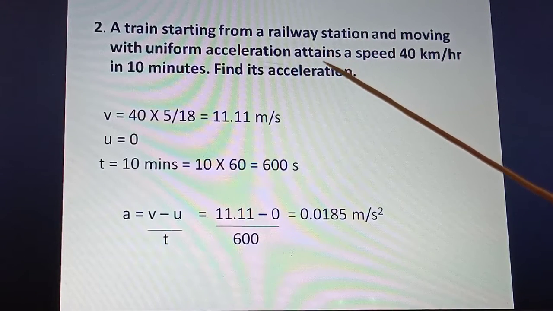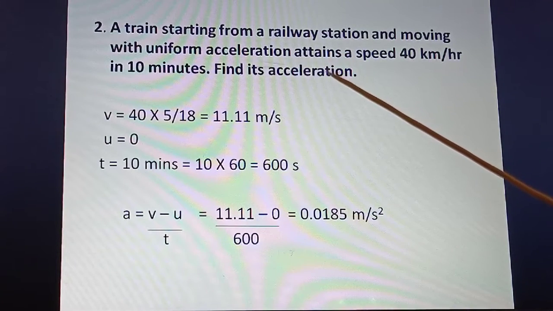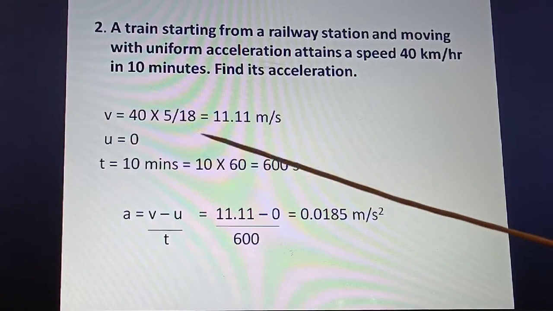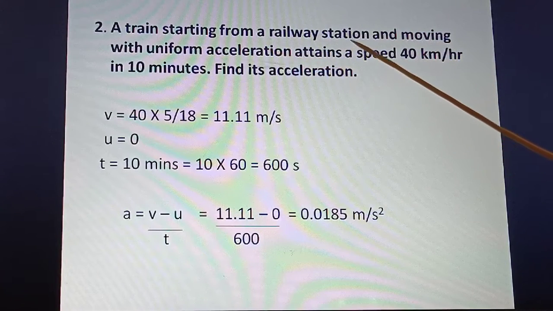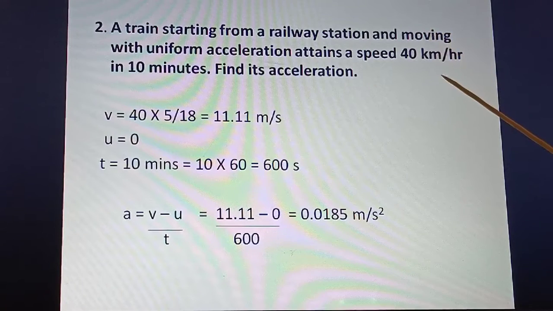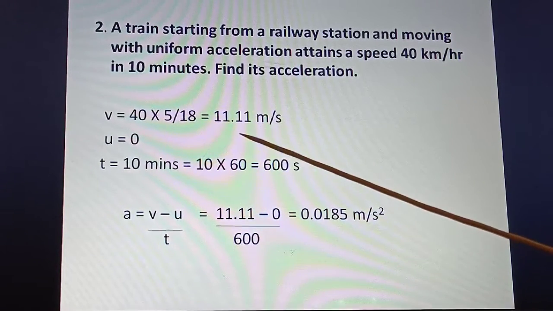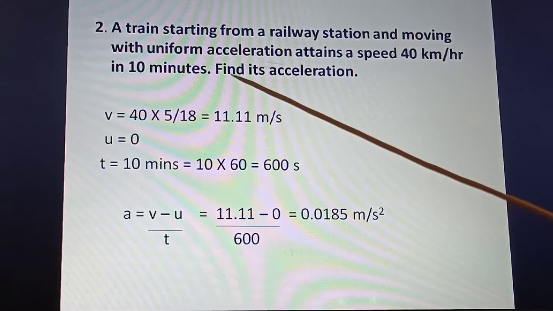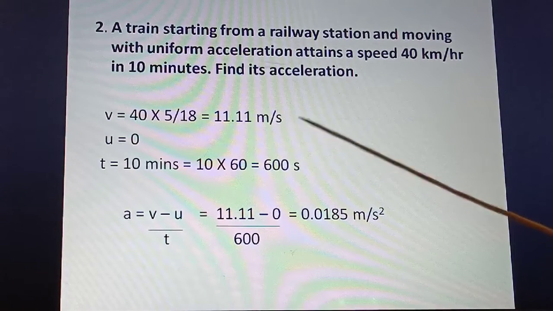So what is the initial velocity here? A train starting from a railway station. They have given railway station, but they have not mentioned a speed, so our initial velocity will be 0. U is equal to 0. Whereas it moves with a uniform acceleration where it attains a speed of 40 km per hour. So 40 km per hour is your final velocity. How to convert the kilometer per hour into meter per second? That is 40 into 5 by 18. You get 11.11 meter per second.